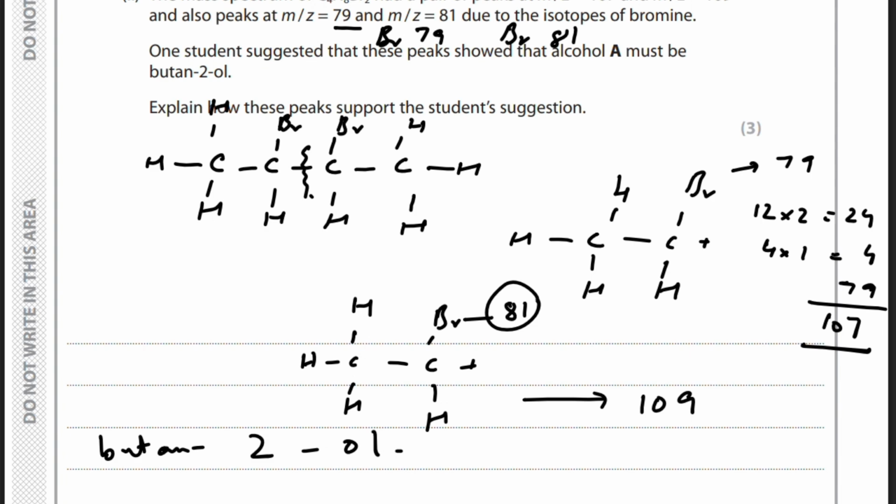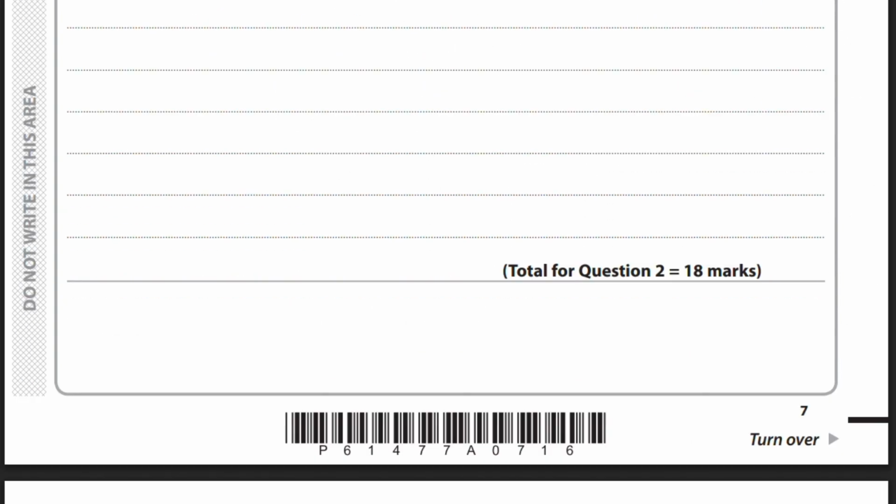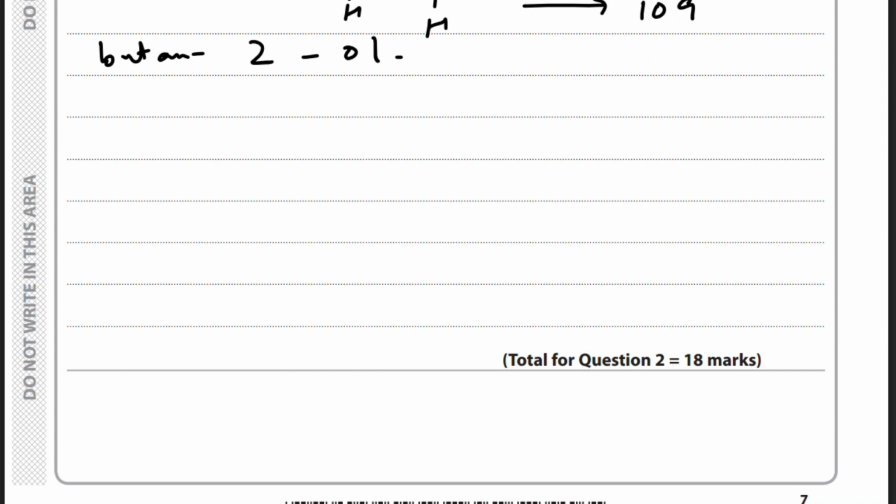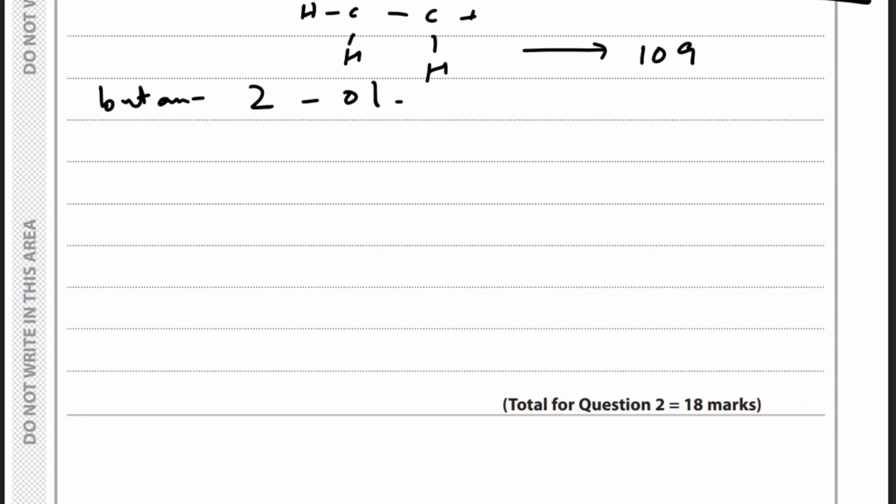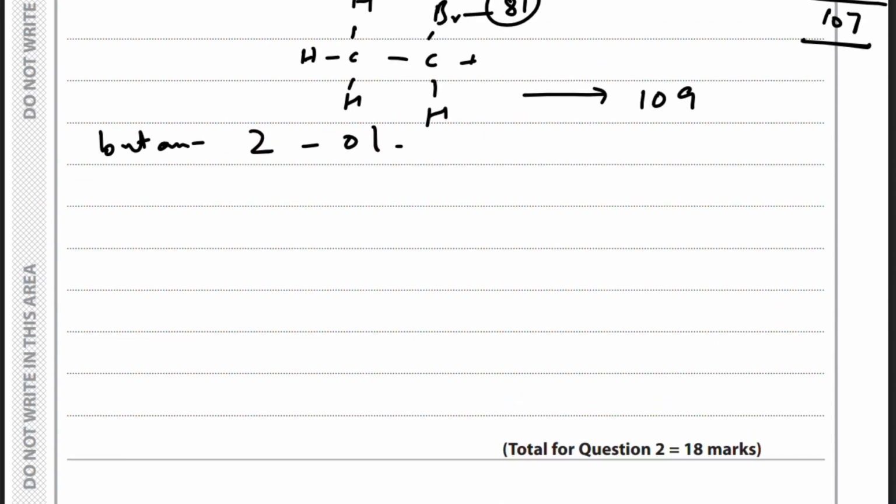So you need to make both the fragments, these are of 1 mark. Then you need to show how the peaks can come at 109 and 107, and then you can conclude your result that butan-2-ol is the only alcohol that can form but-2-ene as a product of dehydration.